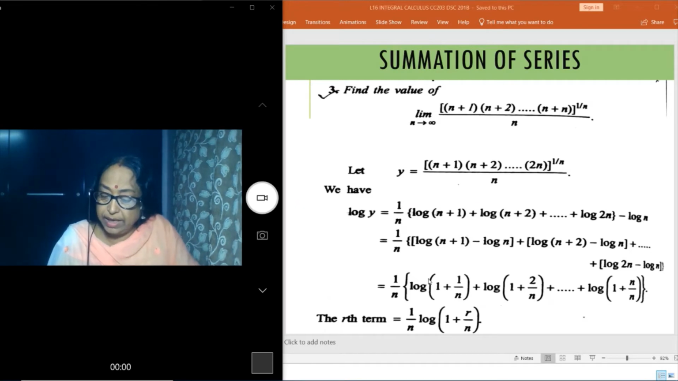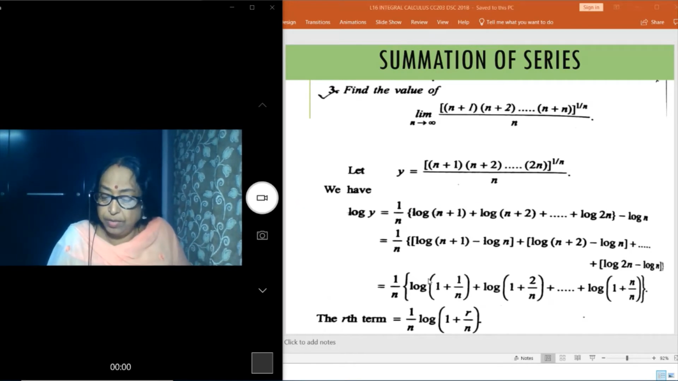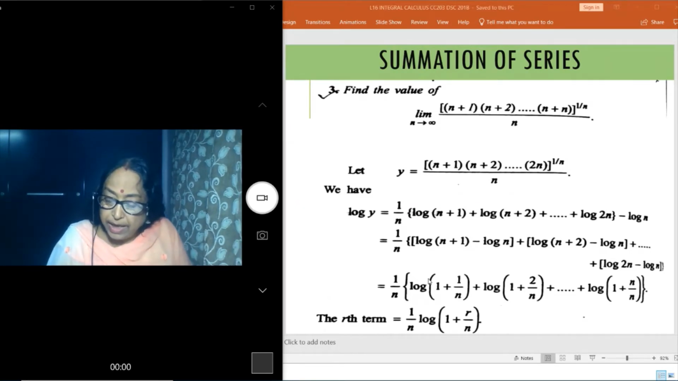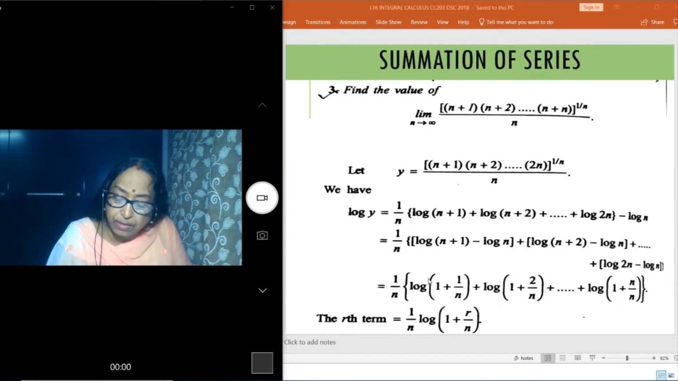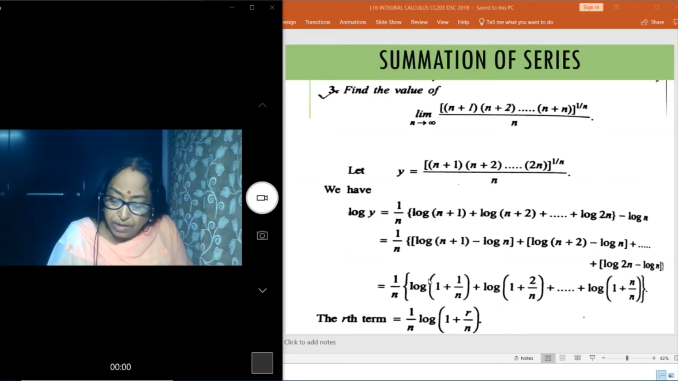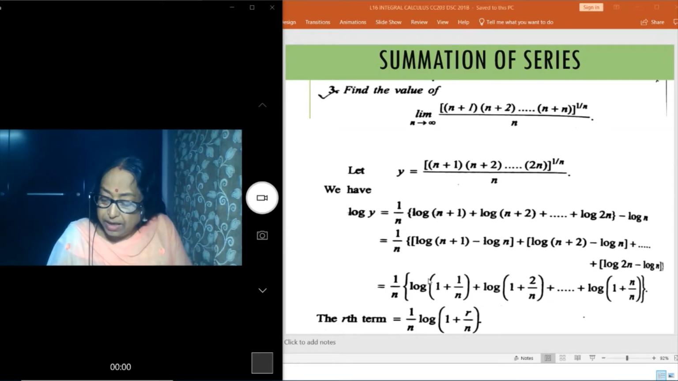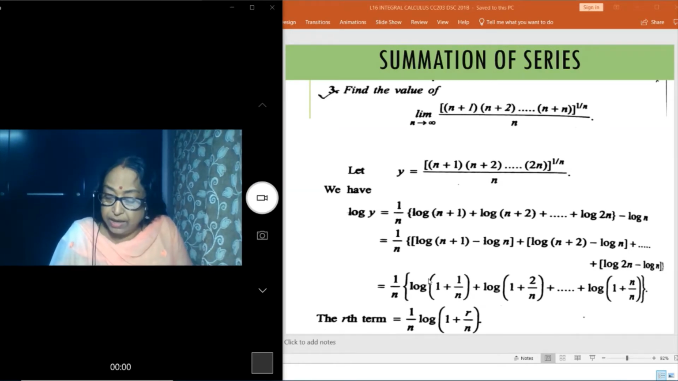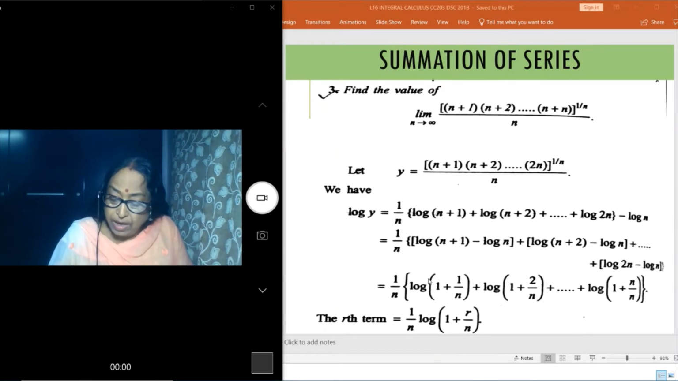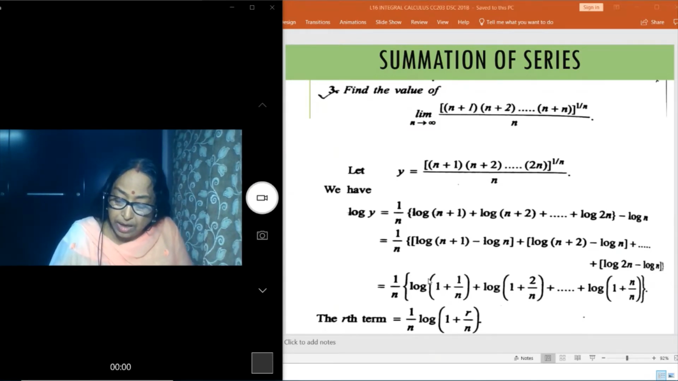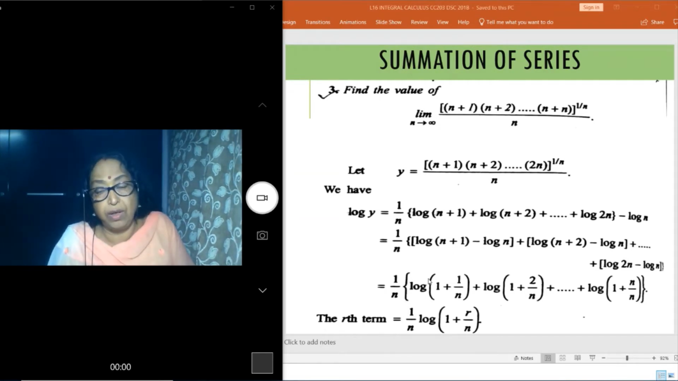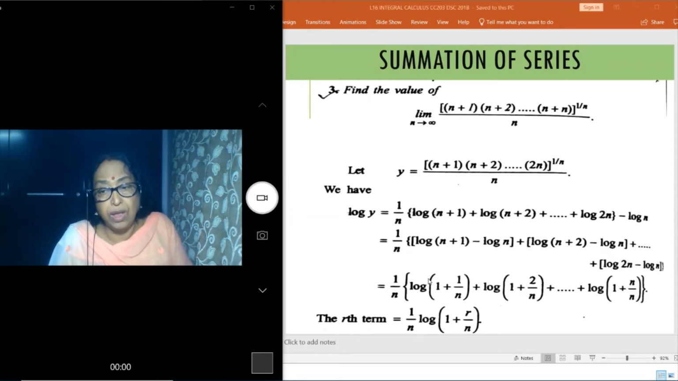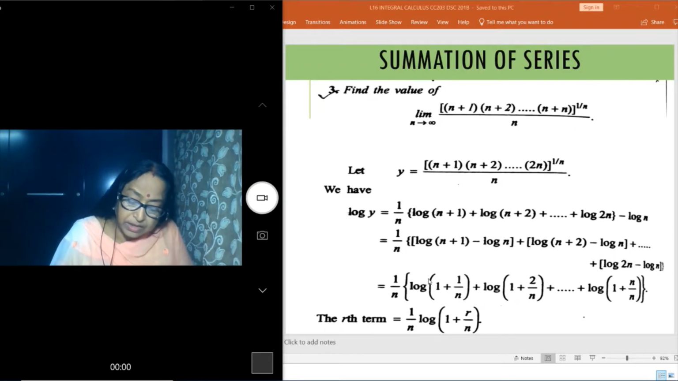Now see example 3 given on your screen. Limit of (n plus 1)(n plus 2) up to (n plus n), whole to the power 1 by n, divided by n. Let y be equal to this. Taking log on both sides, we can write log y is equal to 1 by n [log(n plus 1) plus log(n plus 2) up to log 2n minus log of n]. We know log of a by b is equal to log a minus log b. That's why minus log n.